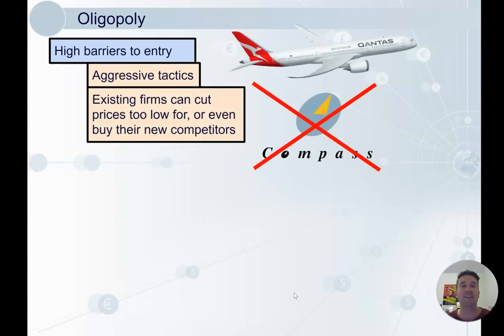Okay, still on high barriers. We've got what I'll call aggressive tactics. So what happens is existing firms can just cut their prices too low. When they have a new competitor try to join, they just cut their prices low. They might even make a loss in the short term to keep their competitors out, make sure their competitor can't make enough money to stay in the industry. This happened in Australia back in the 90s. An airline called Compass tried to join the domestic industry, and the existing airlines just cut their prices hard, and Compass couldn't compete.